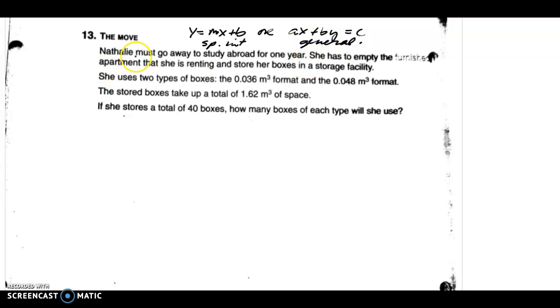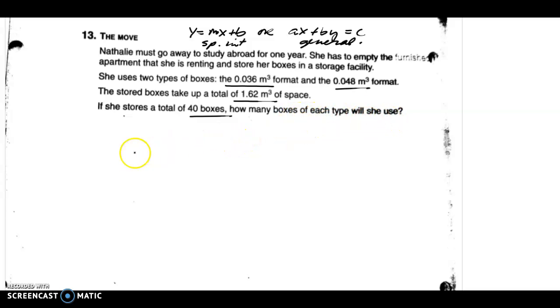So, Natalie must go away to study abroad for a year. She has to empty the furnished apartment that she is renting and store her boxes in a storage facility. She uses two types of boxes, so she has that one and that one. Each storage box takes up this much space. She stores a total of 40 boxes. How many boxes of each type will she use?